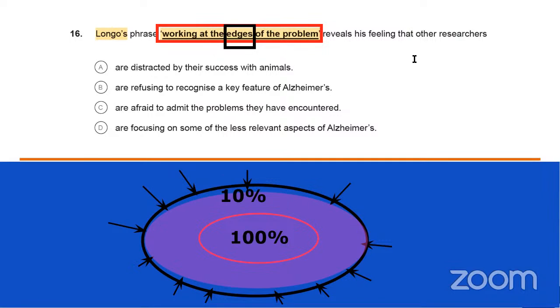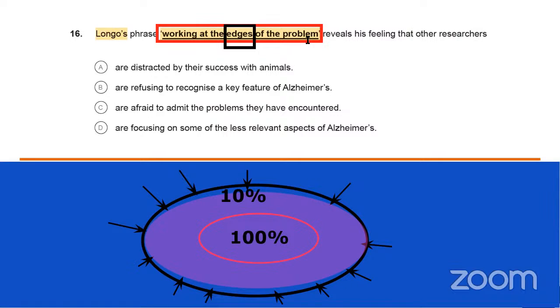So what does he mean? They should not work in the edge. They should go into the center. That is what he means. Yeah, Sheetal, very good. Border means 10%, center means 100%. So they are jumping into the problem. They are working at the edges of the problem. That means he's not very happy. He's feeling sad that they're working at the edges.